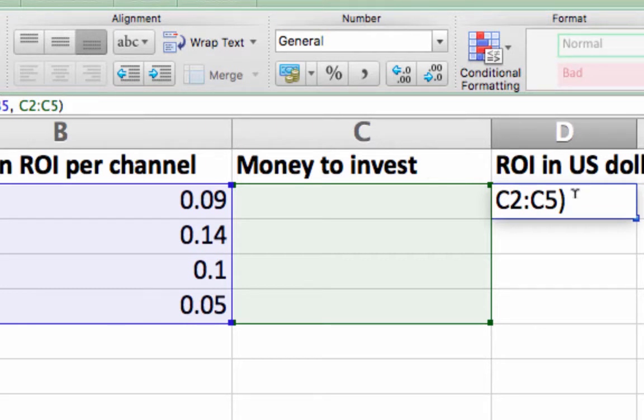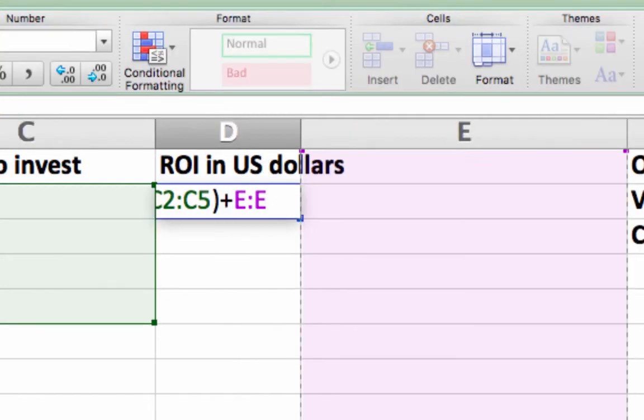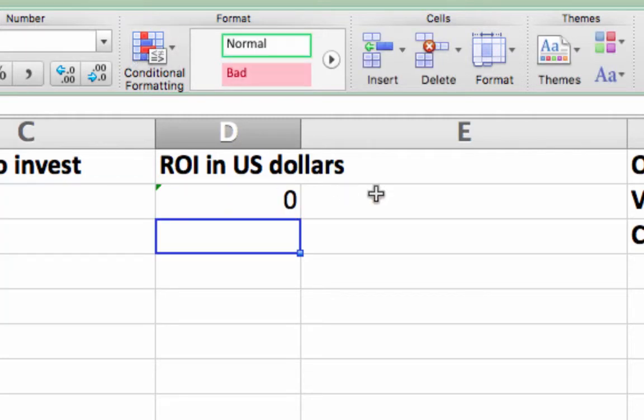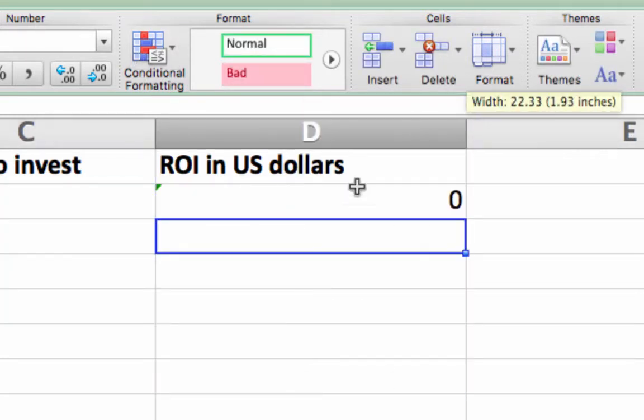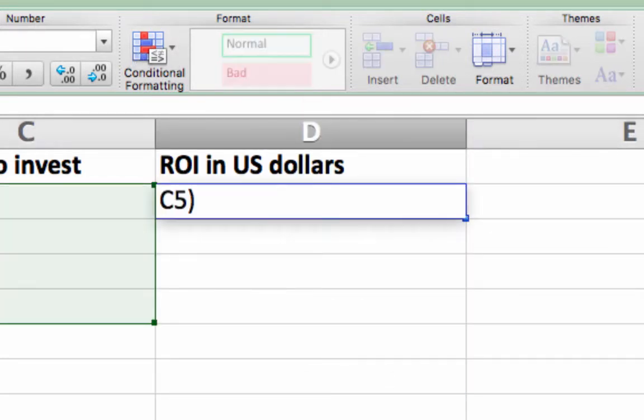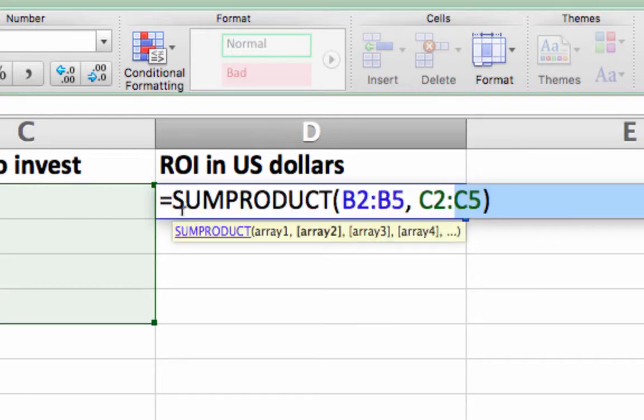So just so you can see the formula a little bit better, I will stretch this out. Oh, excuse me, I messed up the formula. Stretch it out this way. Put my cursor here now. And now you should be able to see it. SUMPRODUCT(B2:B5, C2:C5).